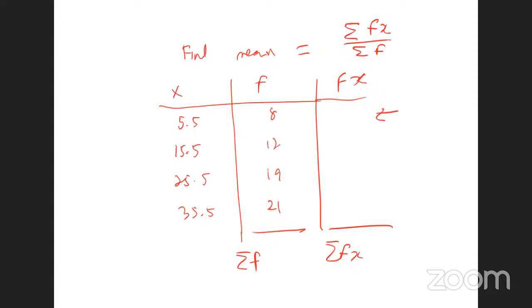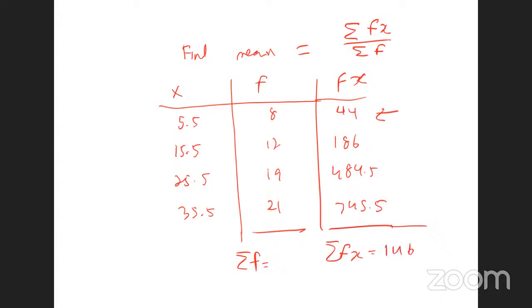5.5 by 8 is how much? 44. 12 by 15.5. 186. Next one. 19 by 25.5. 484.5. Last one. 21 by 35.5. 745.5. When you add up all, how much do you get? When you add up everything?